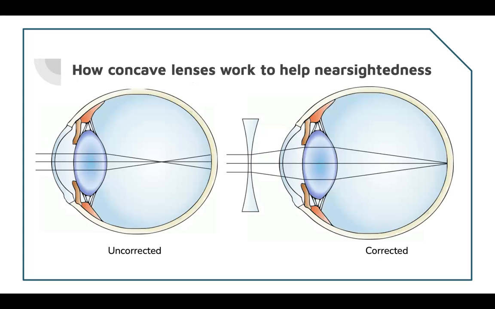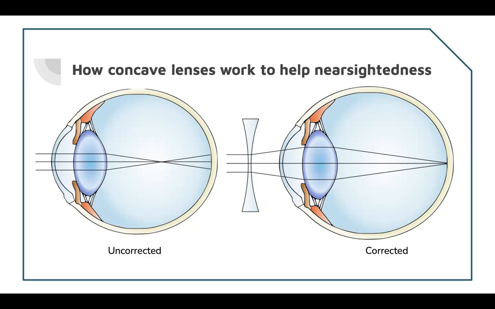Concave lenses are used in glasses that correct nearsightedness, which is also known as myopia. Because the distance between the eye's lens and the retina is longer than it should be, nearsighted people are unable to make out distant objects clearly.